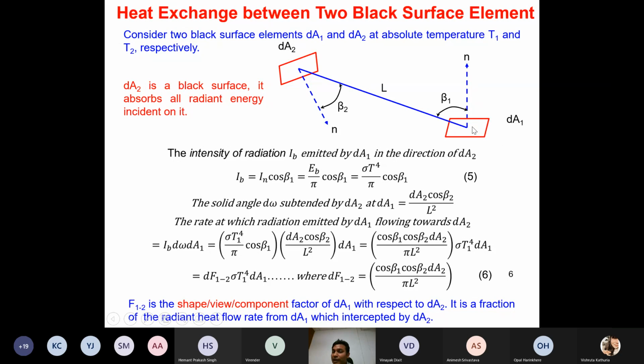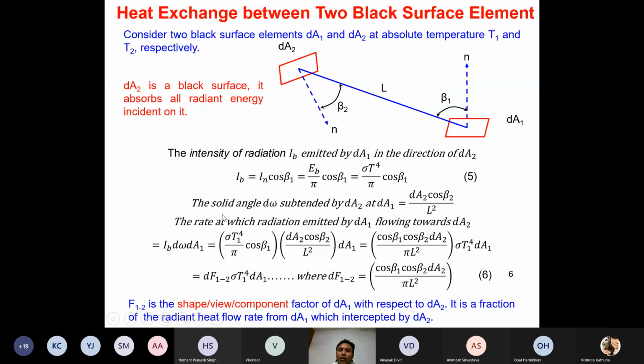Okay. Whenever we are looking at how much radiation coming out from dA1 is captured by dA2, the solid angle has to be found out for the second surface dA2 with respect to the first. Okay. So the solid angle d omega subtended by dA2 at dA1 is given as dA2 into cos beta 2 divided by the distance between these two bodies, that is L square. Okay, so we can put it in the equation.